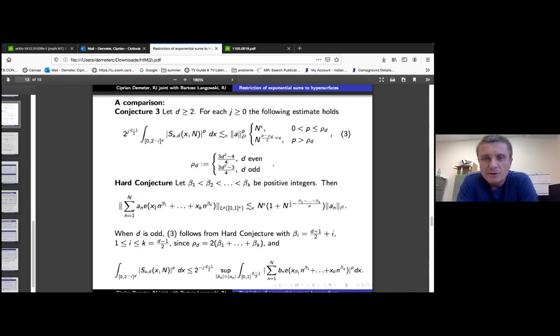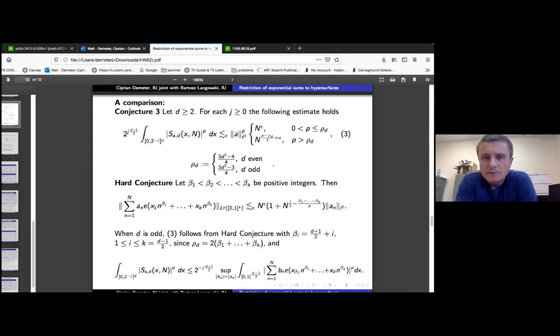If you have a bunch of positive exponents beta, you cook up the exponential sum with those exponents, and then the conjecture says that, where's my critical exponent? Actually, it's formulated for all p. You can read the critical exponent from the estimate on the right hand side. The critical exponent p would be twice the sum of the exponents beta.